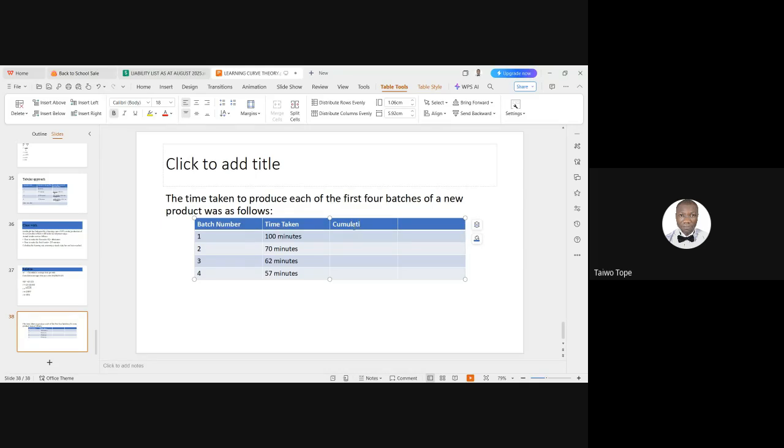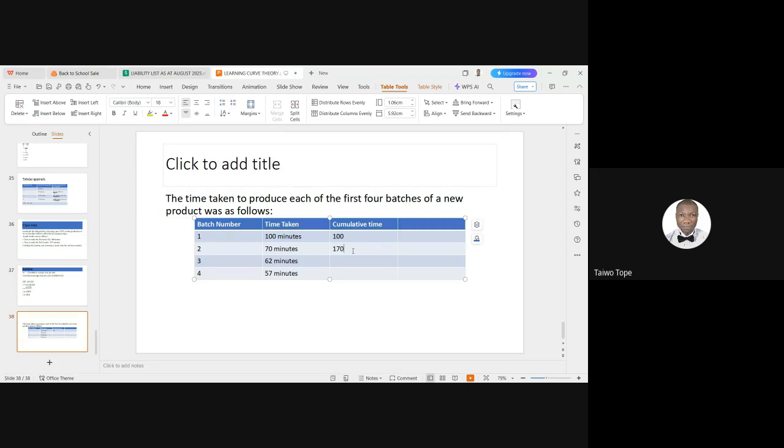Cumulative time will be what? Cumulative is present plus previous. Your time taken at batch 1 is what? 100 plus previous. Previous is 0. You have 100, right?